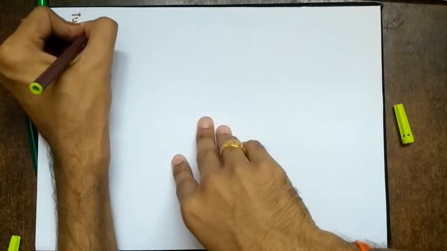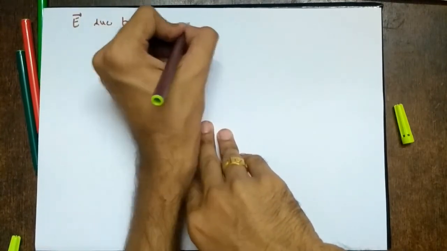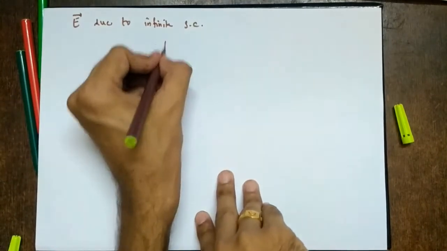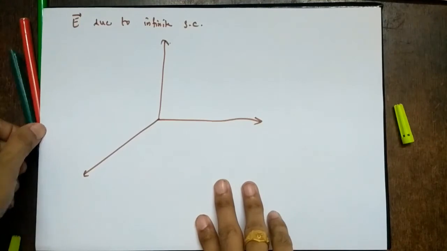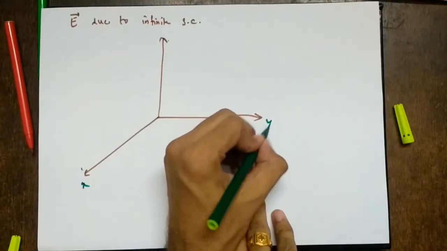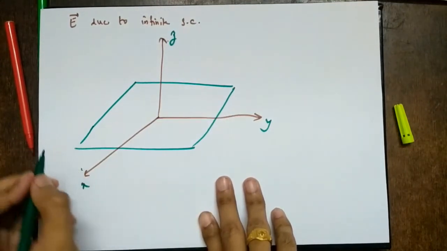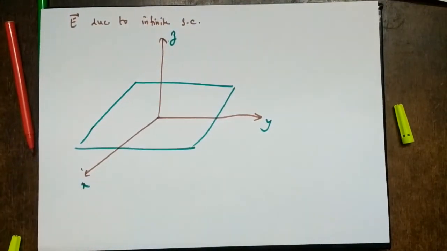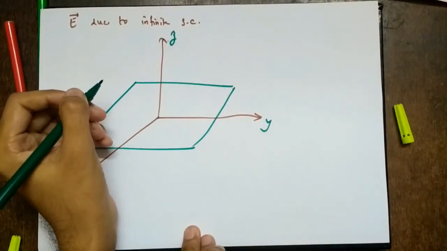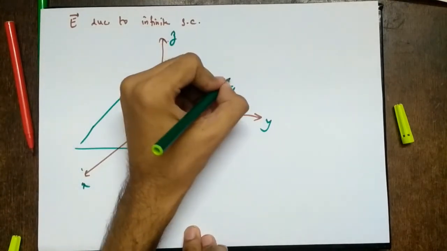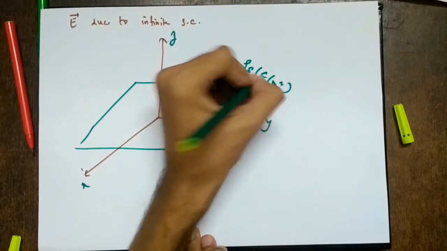So, electric field due to infinite surface charge. Again we have to place the surface charge somewhere, right? So let's say we place it along the xy plane. So this is x, y, z. I have placed it along the xy plane with green pen, right? Again, what we did for infinite line charge, we assumed the uniform line charge density as rho L. So here we will assume the uniform surface charge density as rho S coulomb per meter square.